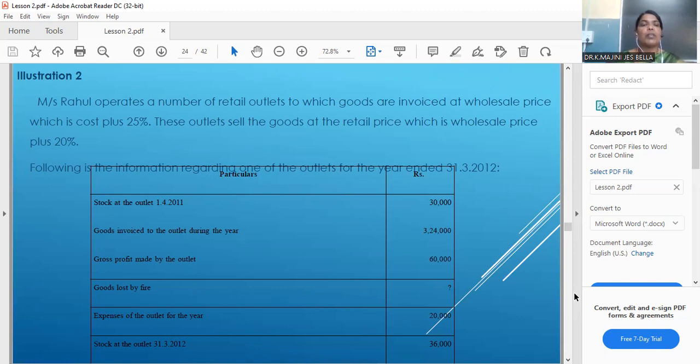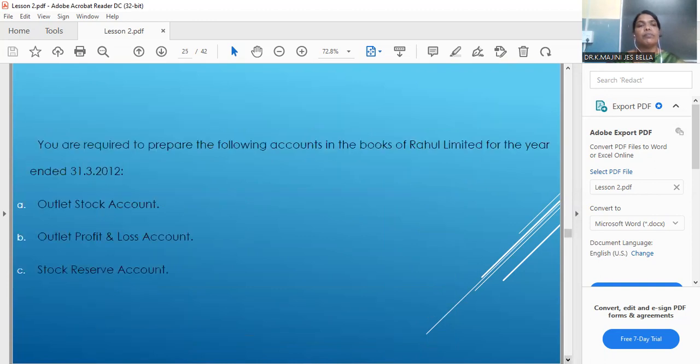Particulars: stock at the outlet 1,30,000. Goods invoiced to the outlet during the year 3,24,000. Gross profit made in the outlet 60,000. Goods lost 5,000. Expenses of the outlet for the year 20,000. Stock at the outlet 31,000. You are required to prepare the following accounts in the books of the head office for the year ended 31/3/2012: outlet stock account, then outlet profit and loss account, then stock reserve.